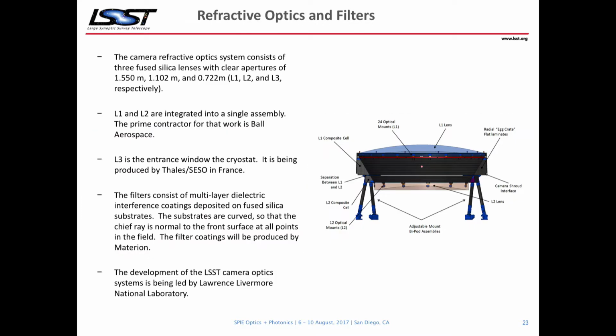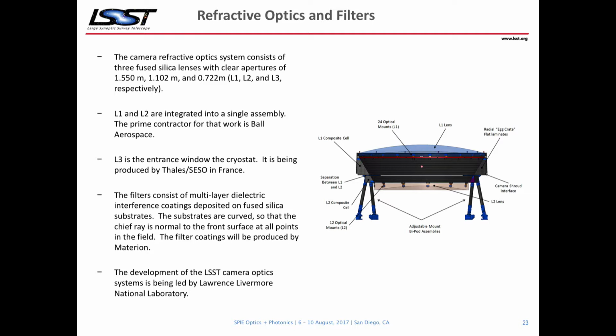The optics for the camera are also fairly challenging. The largest optic, L1, is 1.55 meters in diameter, L2 is 1.1, and L3 is 0.722 meters in diameter. L1 and L2 are mounted together in a common structure, which is shown on the right. This is a single assembly. The prime contractor for that work is Ball Aerospace, with major subcontracts at Arizona Optical Systems in Tucson and at Vanguard for the composite structure. L3, as I mentioned, is the entrance window to the cryostat. It's being developed by Thales SESO in France.